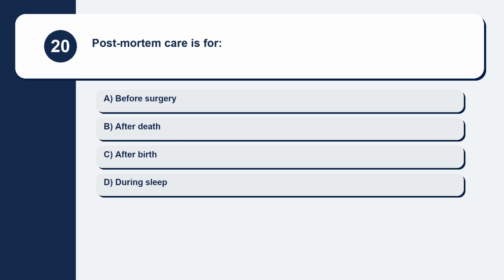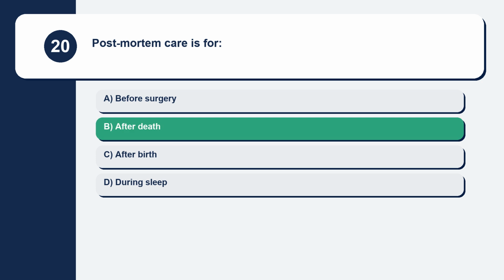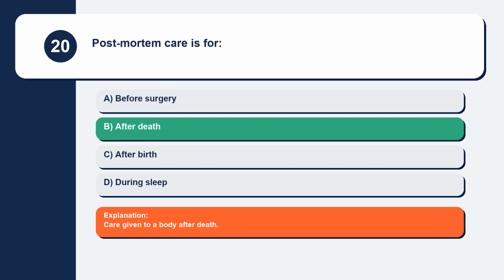Question 20. Post-mortem care is for before surgery, after death, after birth, during sleep. Answer: after death. It is care given to a body after death.